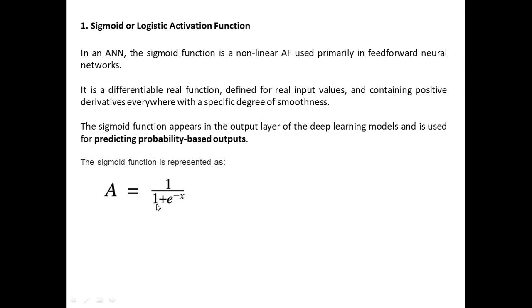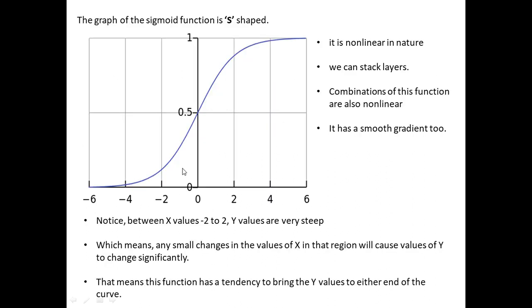Also, the sigmoid function appears in the output layer of deep learning models, and it is used for predicting probability based outputs. We'll see how the sigmoid function predicts the probability based outputs. This is the sigmoid function representation, a equals 1 by 1 plus e power minus x. You can see here the graph of the sigmoid function, which is S shaped. Let us see the properties of this particular sigmoid function.